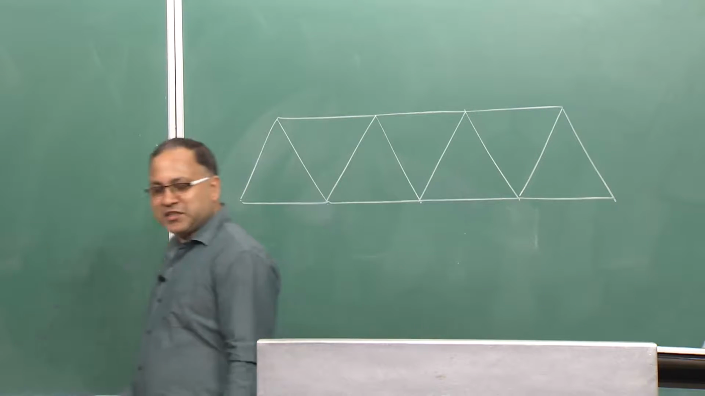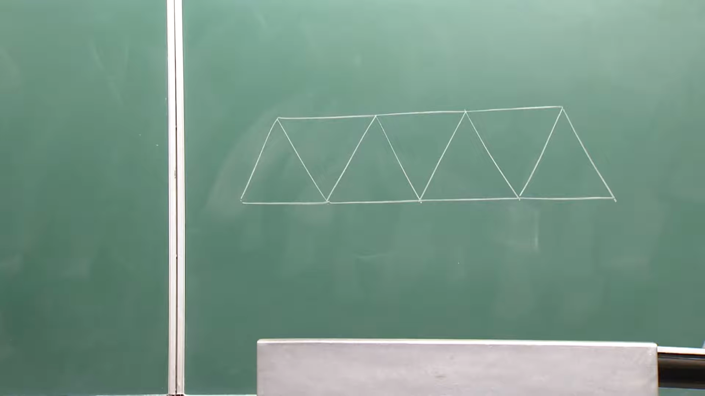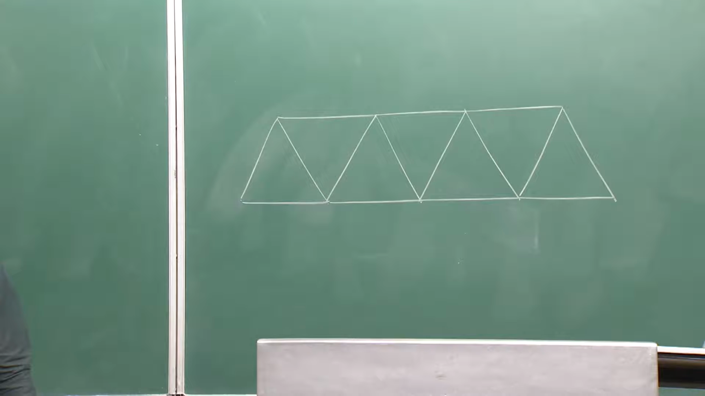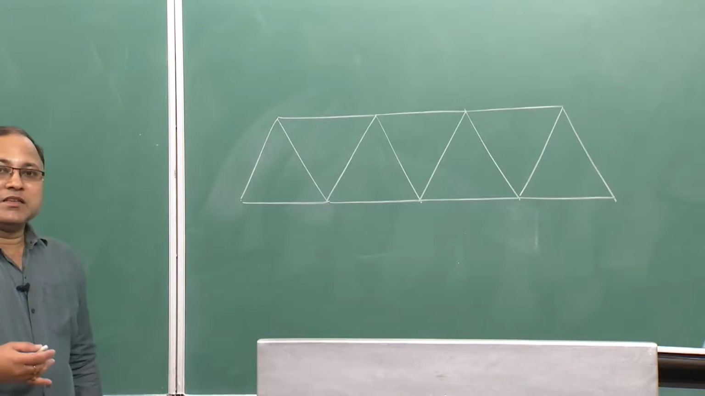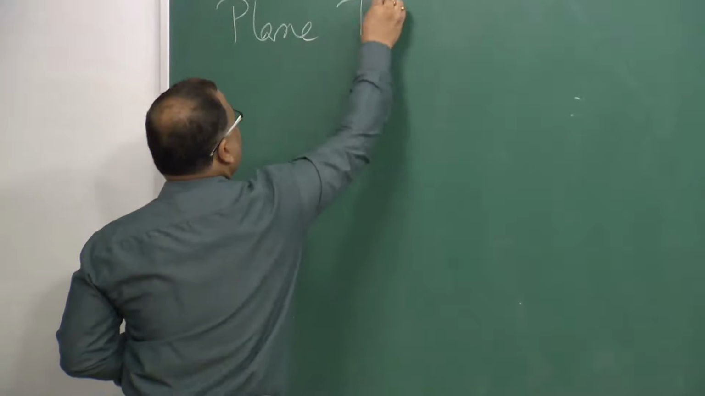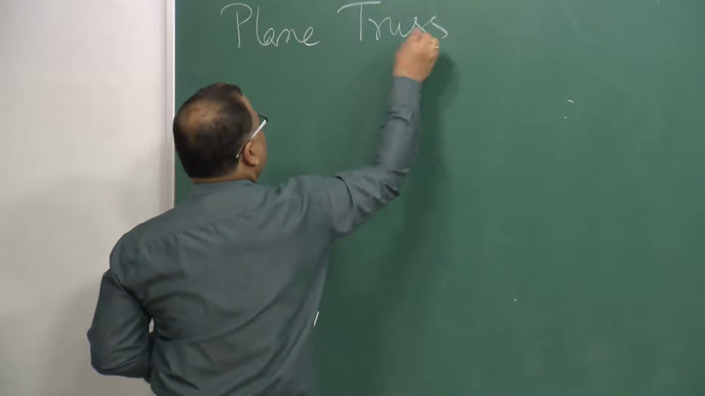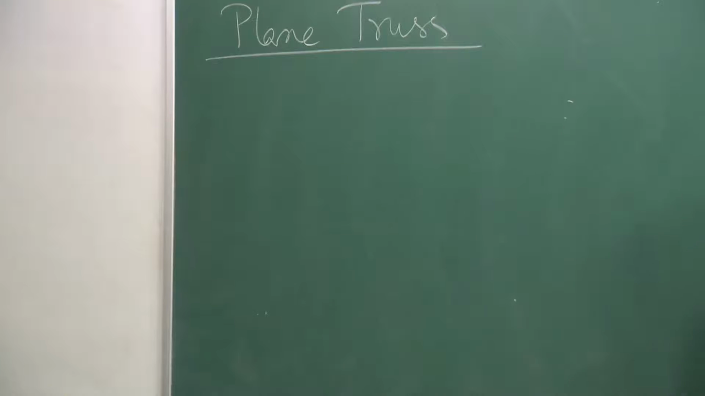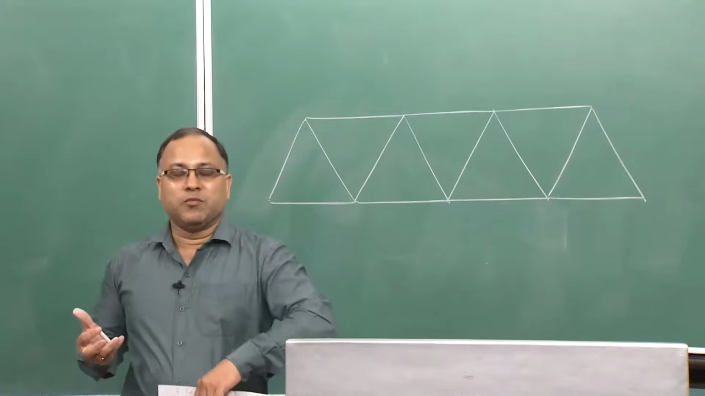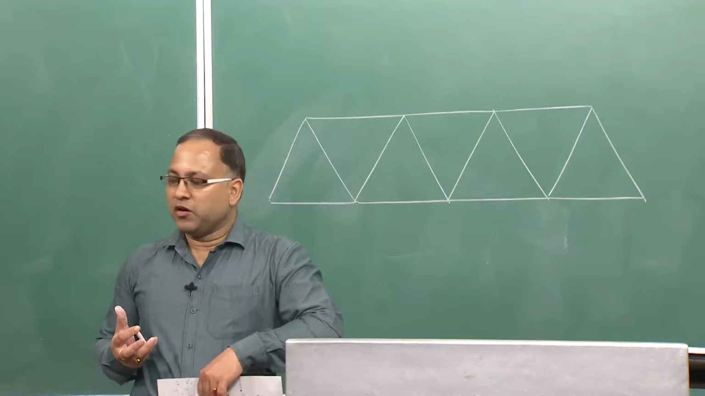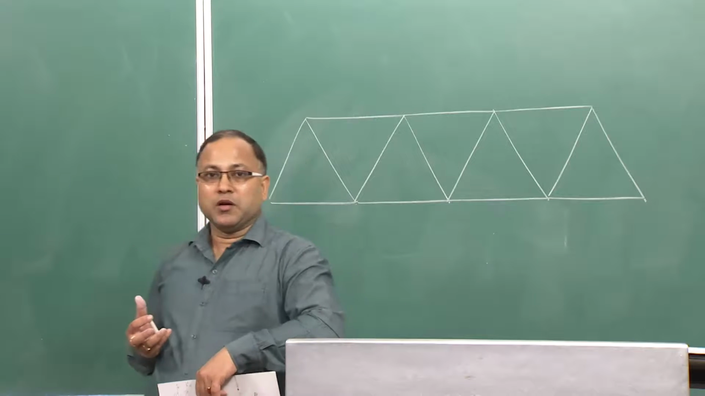So, you might have seen this kind of structure on some railway bridge or some highway bridge, right, this kind of structure made of steel. This is known as plain truss. The classical example of this plain truss is your Howrah Bridge, as I told you.